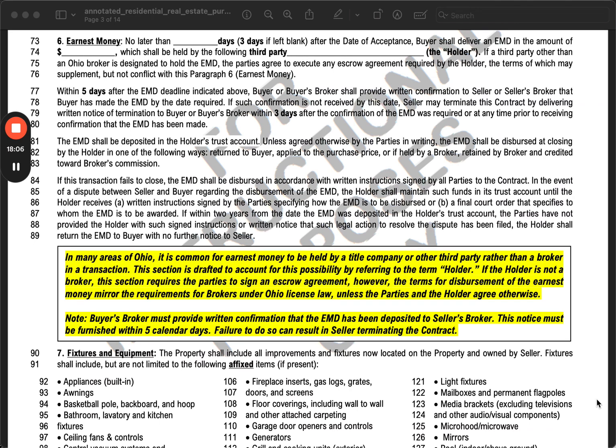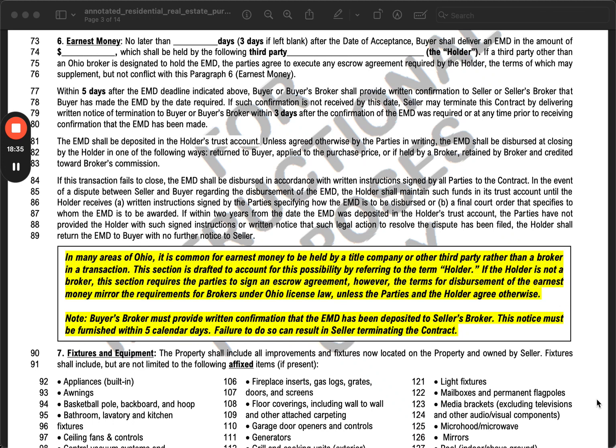Moving on. If a third party other than Ohio broker is designated to hold the EMD, the parties agree to execute any escrow agreement required by the holder, the terms of which may supplement but not conflict with this paragraph 6 of earnest money. That's an area where a title company may request that they sign a document allowing them to hold it. That's not anything you need to prepare. It's just information there so that the buyer is made aware.